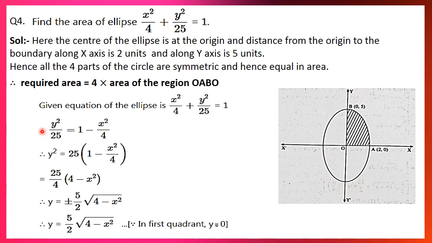Then, y square upon 25 is equal to 1 minus x square upon 4. So, y square is equal to 25 into 1 minus x square upon 4, and it is 25 upon 4, which is obtained by cross multiplying this bracket part, that is 1 into 4, 4 minus x square upon 4. So, this 4 is taken out, 25 upon 4 into 4 minus x square, and y is equal to plus or minus 5 upon 2 into root of 4 minus x square, and in the first quadrant y is positive, so we will take only the positive square root.